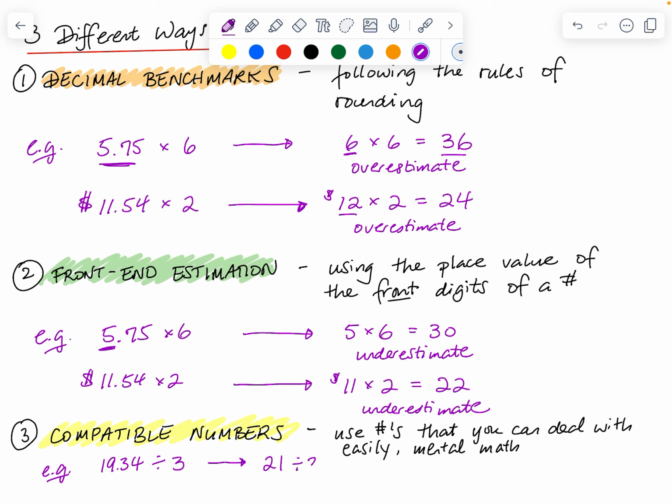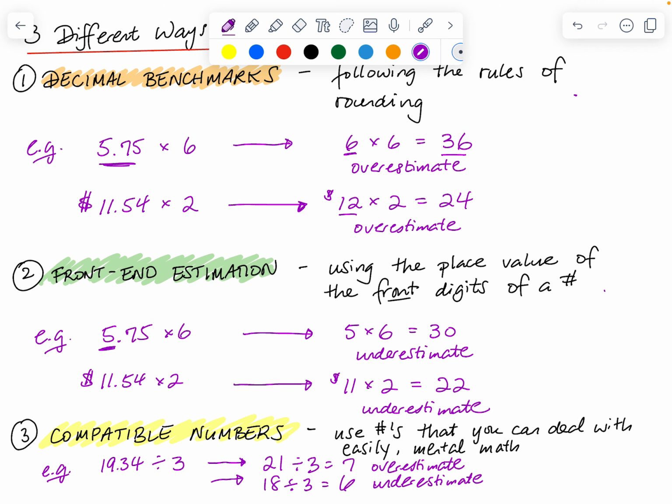Now, there's another compatible number that's close as well. So we could go low and go, okay, well, I also know that 18 is divisible by 3, and that's something I can calculate in my head. So 18 divided by 3 is 6, and that is an underestimate. So again, the thing to keep in mind when you're using the compatible number strategy of estimating is you're picking a number that you can easily work with. It might not be the closest, therefore your estimates might not be as close as saying using a decimal benchmark or using front-end estimation, okay?